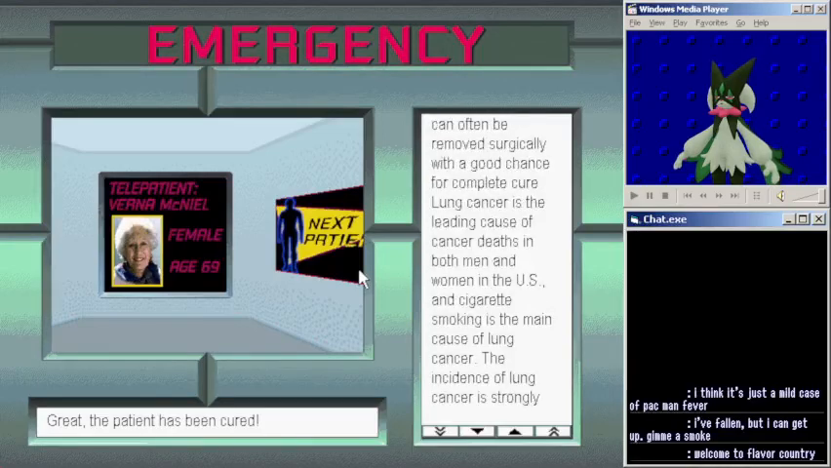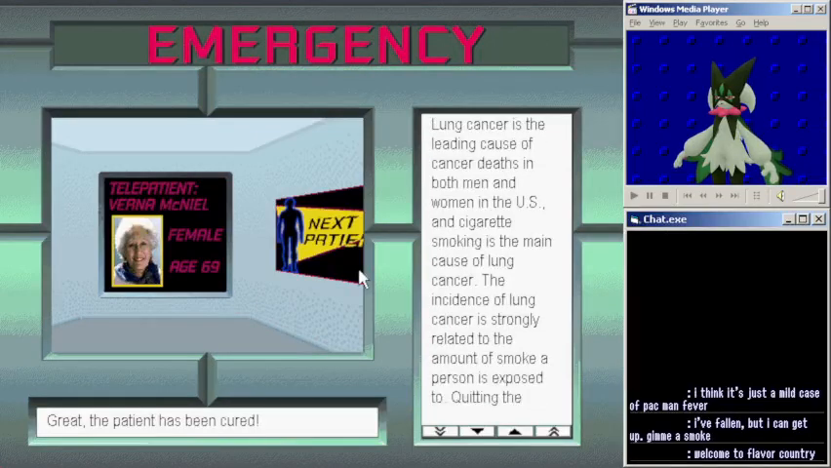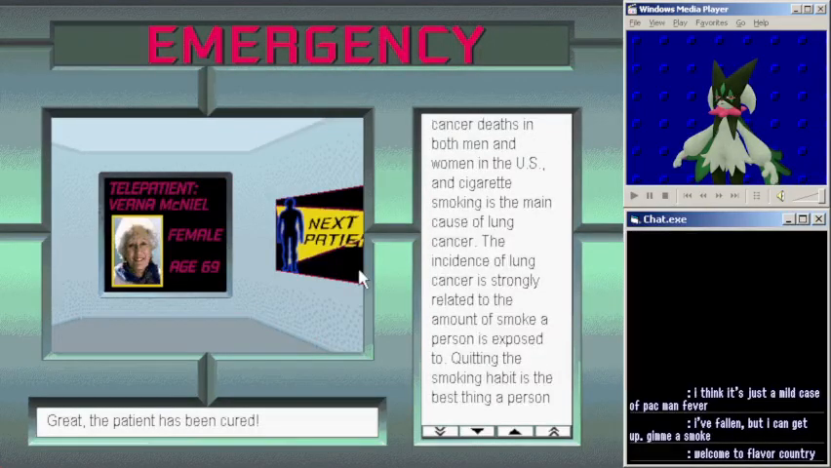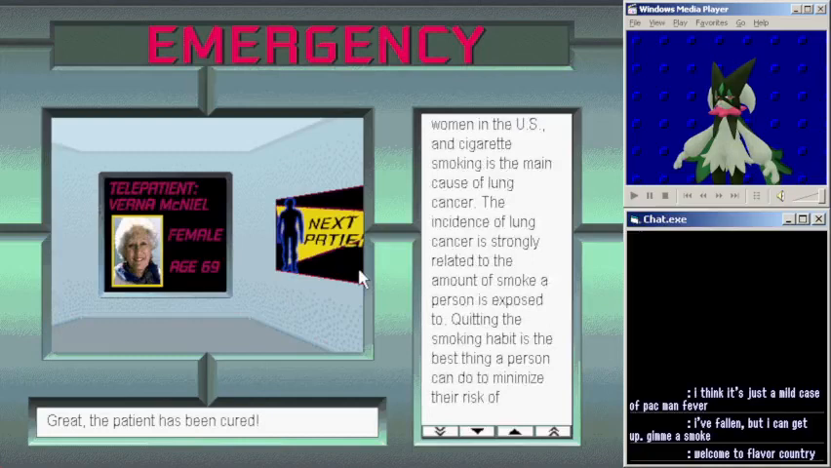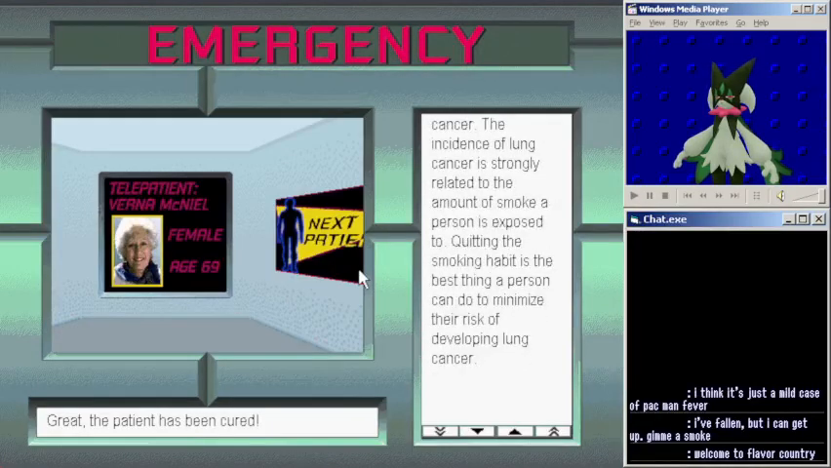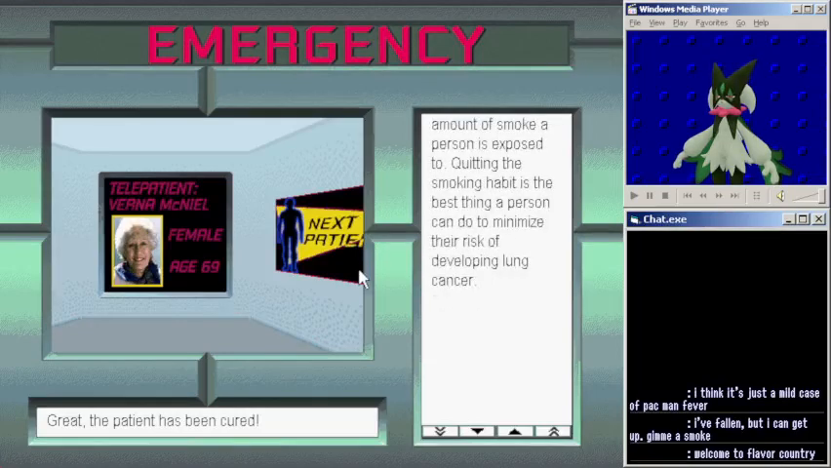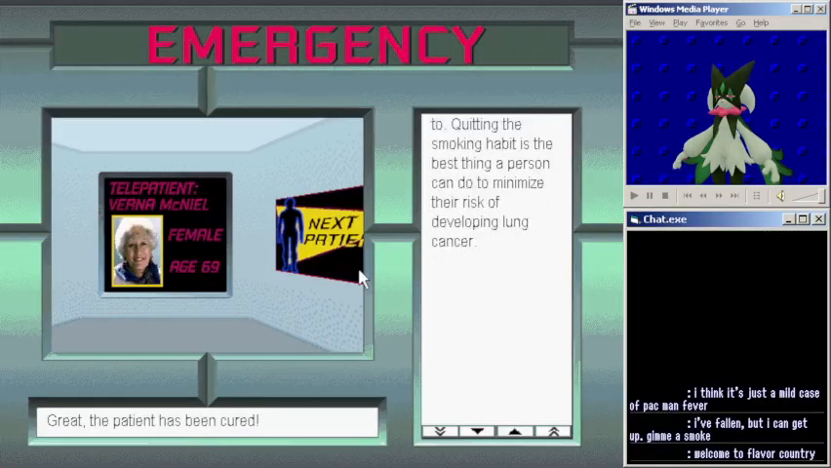Lung cancer is the leading cause of cancer deaths in both men and women in the U.S., and cigarette smoking is the main cause of lung cancer. The incidence of lung cancer is strongly related to the amount of smoke a person is exposed to. Quitting the smoking habit is the best thing a person can do to minimize their risk of developing lung cancer.